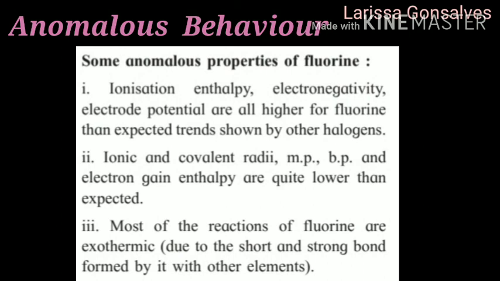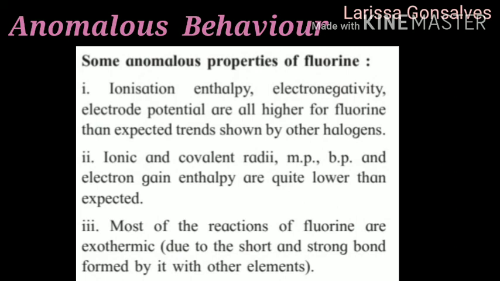Ionization enthalpy, electronegativity and electrode potential are all higher for fluorine when you compare it with the other elements belonging to the halogen group. The ionic and covalent radii, melting point, boiling point, and also the electron gain enthalpy are quite low when you compare it with the other elements in the group.